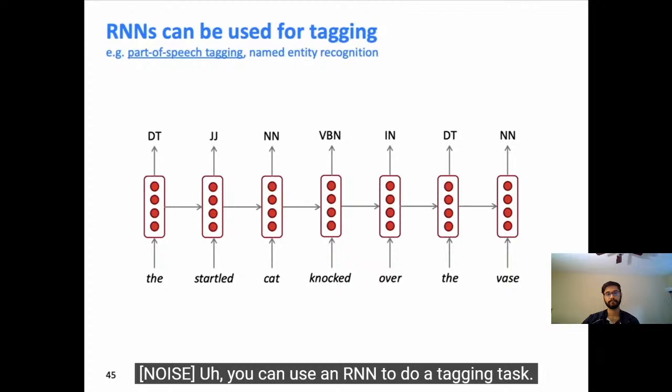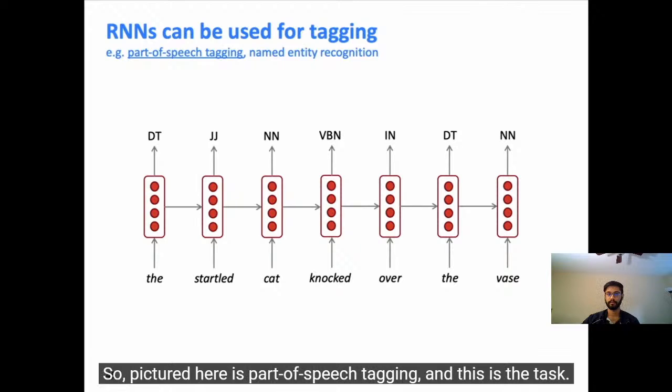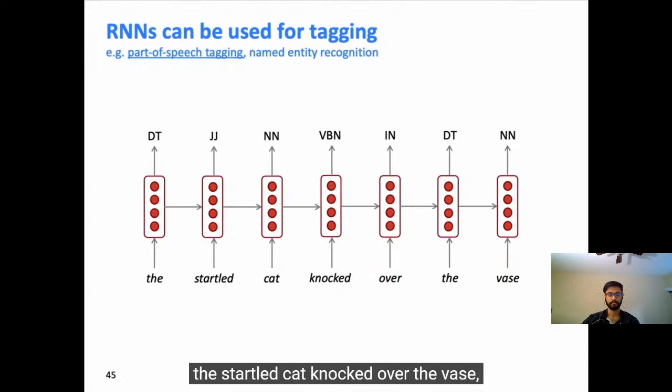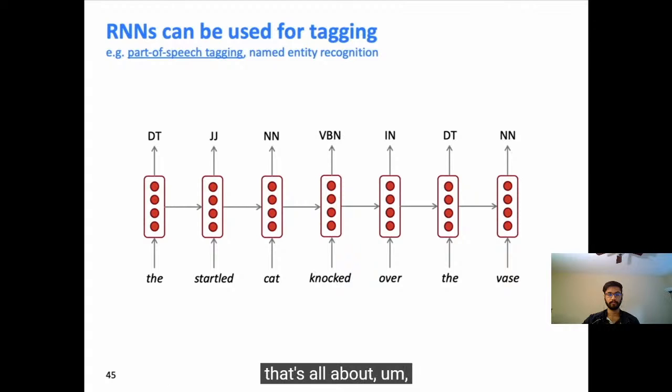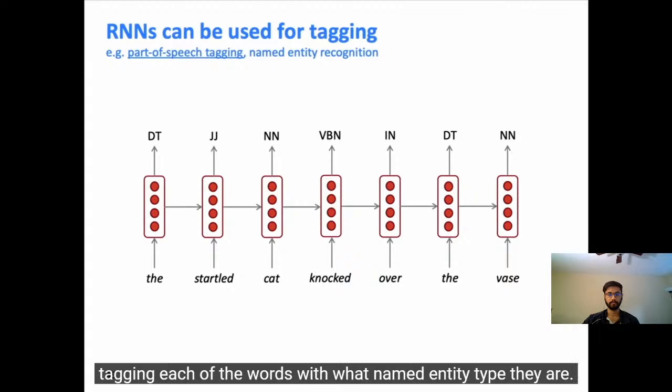You can use an RNN to do a tagging task. So some examples of tagging tasks are part-of-speech tagging and named entity recognition. So pictured here is part-of-speech tagging. And this is the task where you have some kind of input text, such as the startled cat knocked over the vase, and your job is to label or tag each word with its part of speech. So for example, cat is a noun and knocked is a verb. So you can use an RNN to do this task in the way that we've pictured, which is that you feed the text into the RNN, and then on each step of the RNN, you have an output, probably a distribution over what tag you think it is, and then you can tag it in that way. And then also for named entity recognition, that's all about tagging each of the words with what named entity type they are, so you do it in the same way.